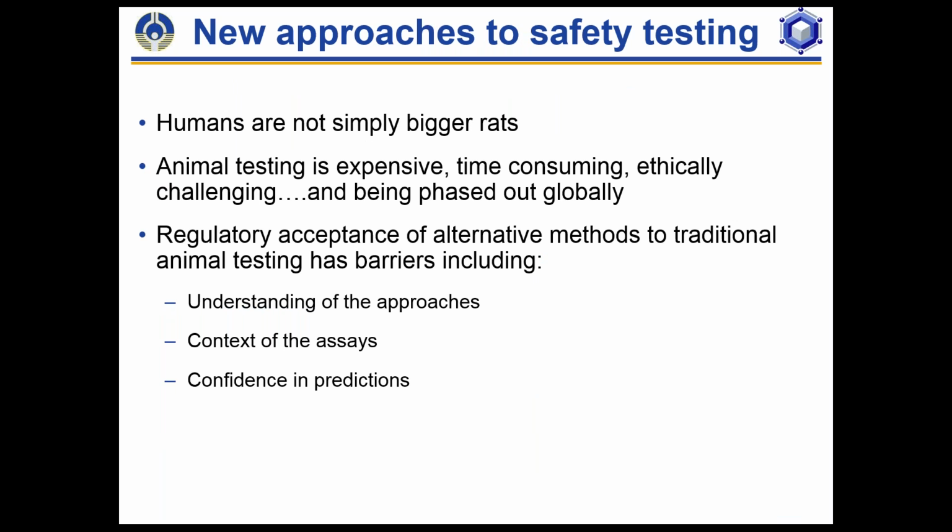So we are moving towards new approaches to this safety testing because we recognize that humans are not simply bigger rats. We also recognize that you can't go ahead and do chemical safety testing and toxicity testing on endangered species, and that a rat or a fish can't be used for all the different animals out there. Animal testing is also really resource intensive in time and money, and is being phased out globally, not only because of the expense, but because there's a lot of ethical issues, and it's just not as informative for the reasons I mentioned earlier. You know, humans aren't big rats.